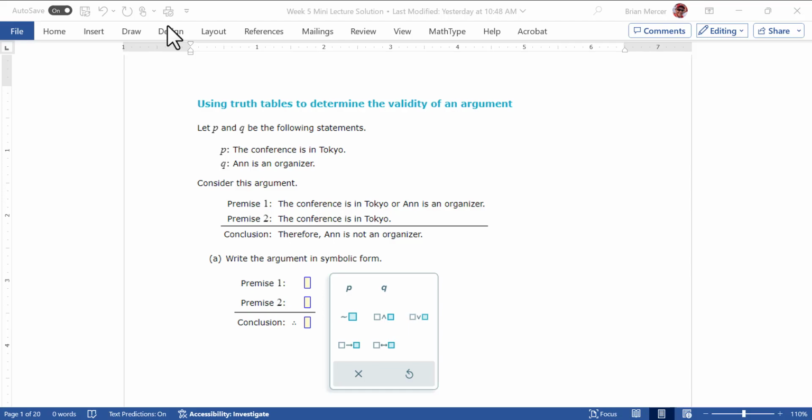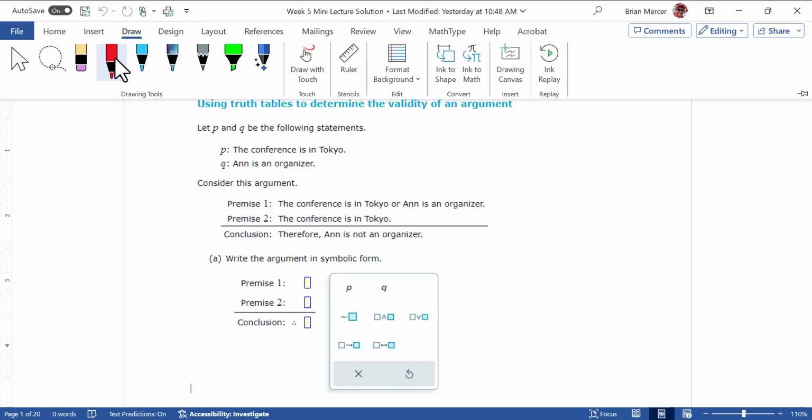And so we're supposed to read those premises and then decide whether or not this argument is valid. And we'll talk about how to do that here shortly. But first of all, just in real simple terms, how do we write the argument in symbolic form?